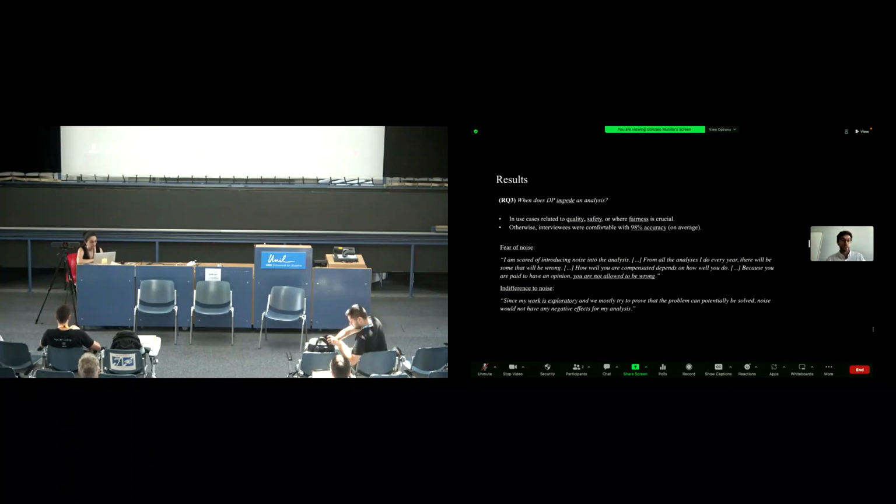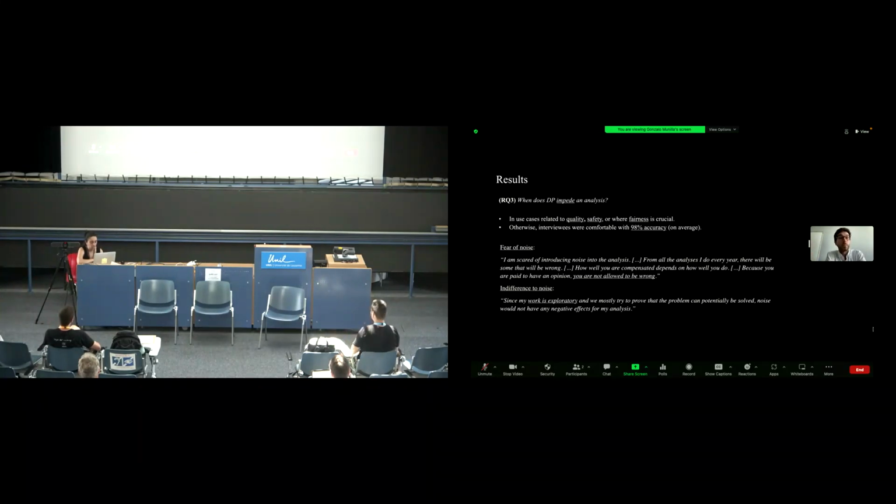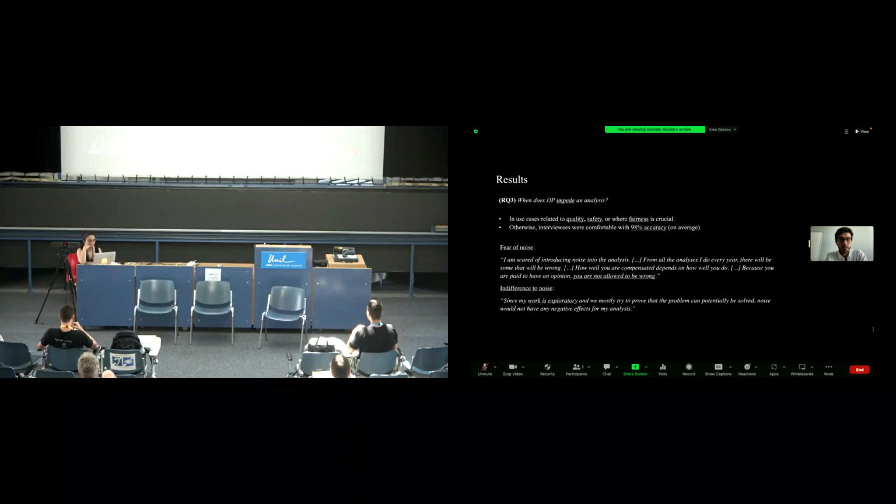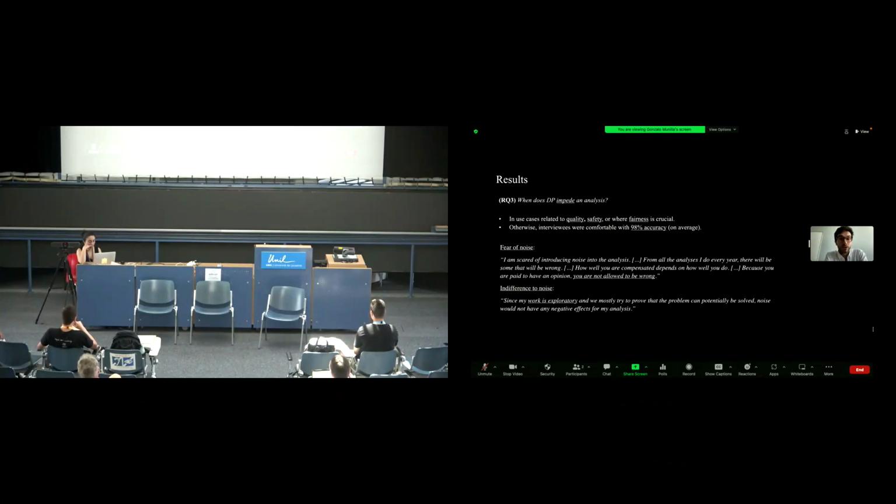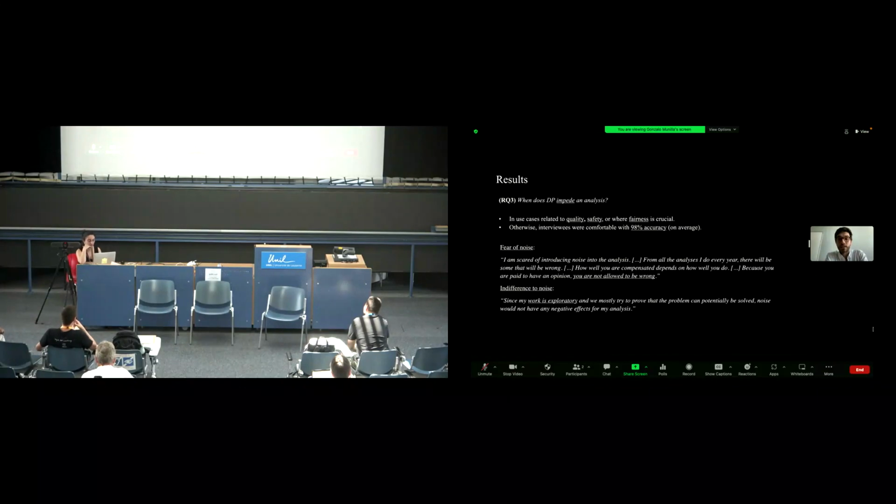Also, we know that differential privacy is not a silver bullet. So in terms of quality, safety, and fairness use cases, differential privacy could maybe harm the users rather than help them. I'm sure if there are enough data points, this wouldn't be the case, but I think we should have careful consideration of these use cases. And also something that I found interesting is that most of the researchers on average agree that 98% accuracy is something that they would be comfortable with. And none of them said something below 90.